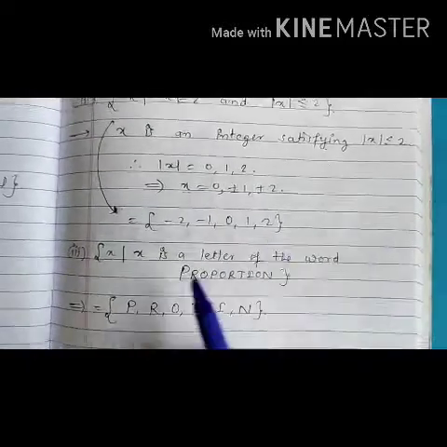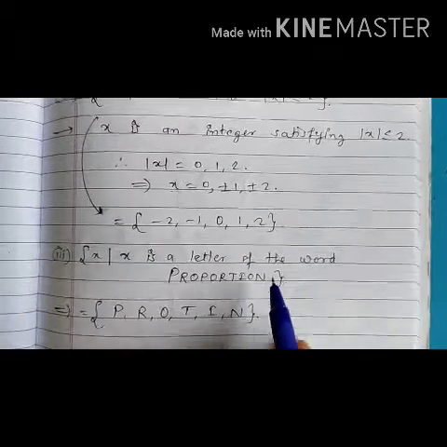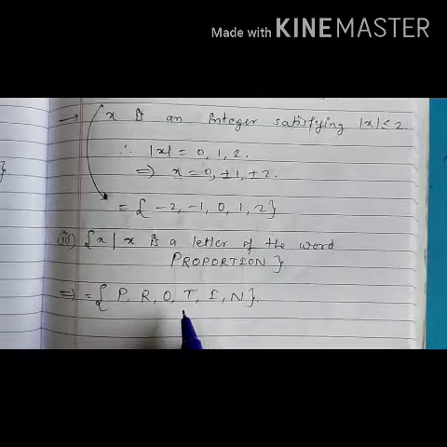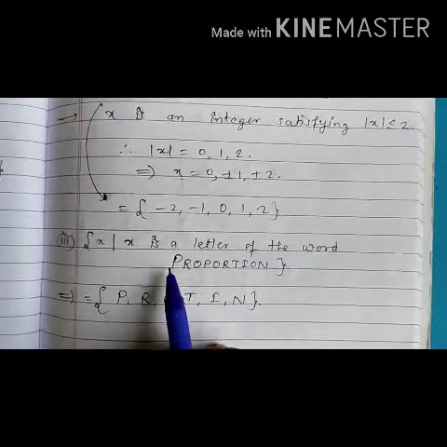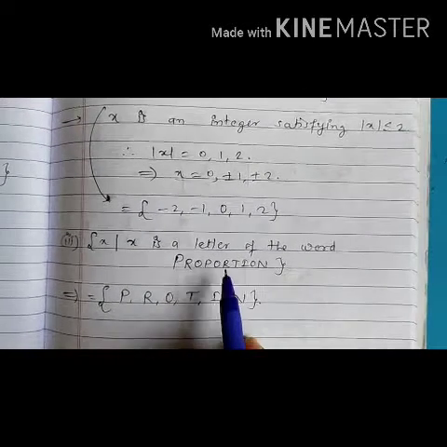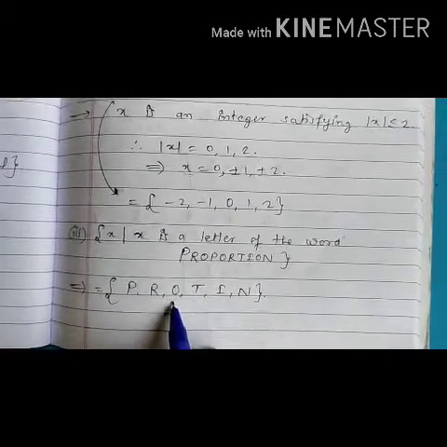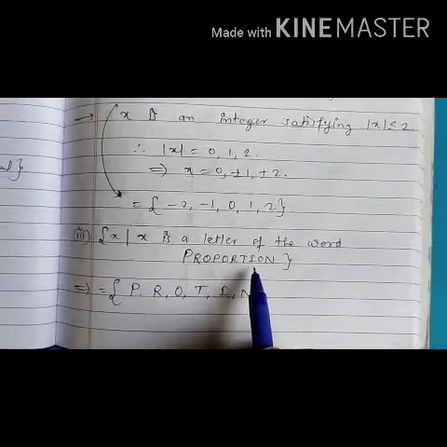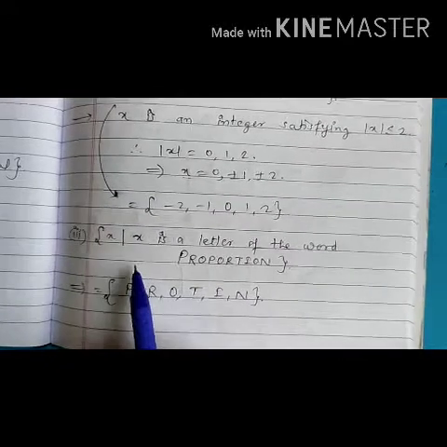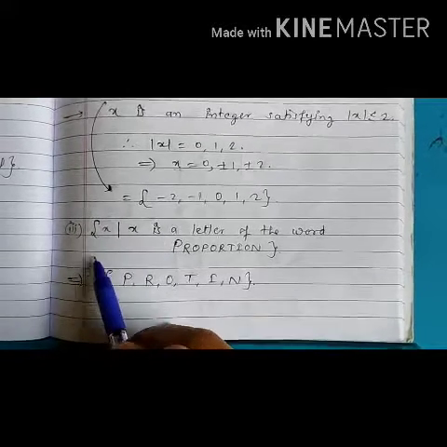Understood? Now the third question, set of x such that x is a letter of the word PROPORTION. Now we know, students, that we do not repeat the members of a set, that is the elements of the set. So P came twice, R came twice and O came thrice. So we'll not repeat these. So it will be P, R, O, then next T, I and N. So there will be only 6 elements. It is the required set for this set builder form. The required roster form is there.